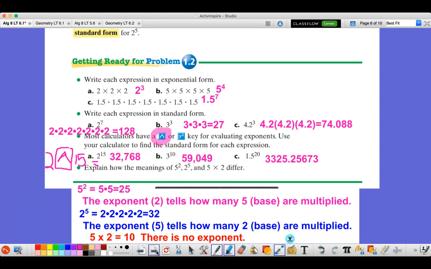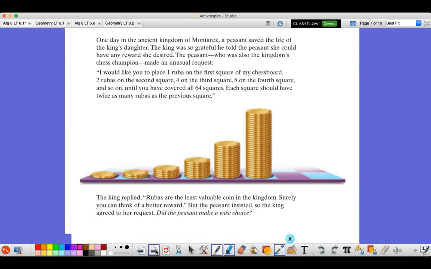So that's just a review for exponents, or maybe some new material for you for exponents, but all things that you're going to need to know for what we're doing today. So here's the story, and your problem 1.2 is going to build off of this. One day in the ancient kingdom of Monterec, a peasant saved the life of the king's daughter. The king was so grateful he told the peasant she could have any reward she desired. The peasant, who was also the kingdom's chess champion, made an unusual request. "I would like you to place 1 ruba on the first square of my chessboard, 2 rubas on the second square, 4 on the third, 8 on the fourth, and so on until you have covered all 64 squares. Each square should have twice as many rubas as the previous square."